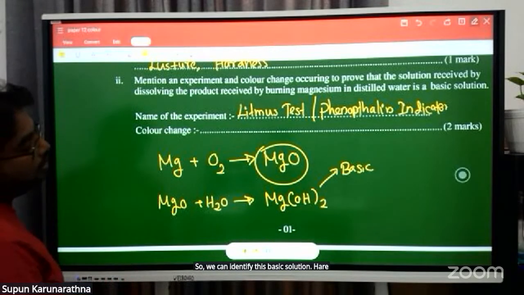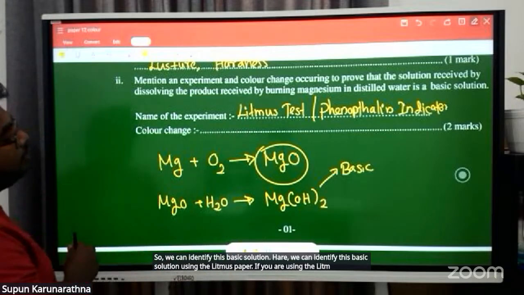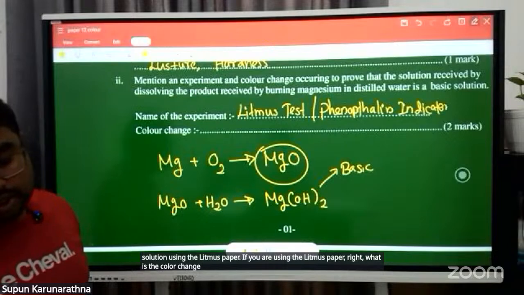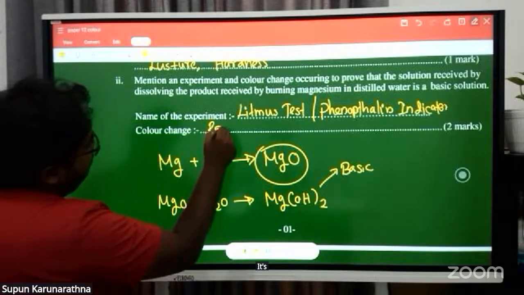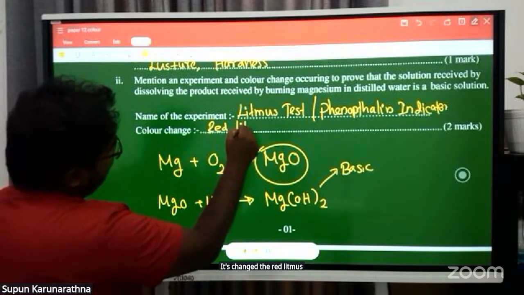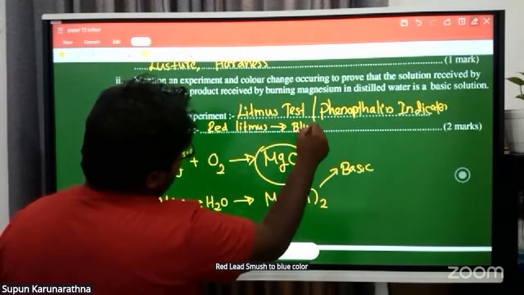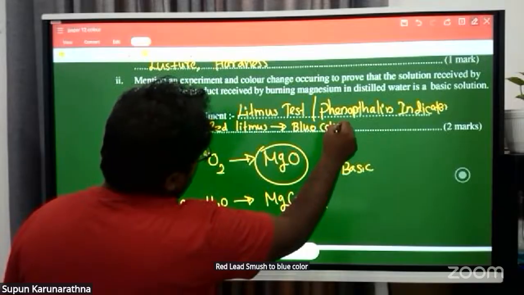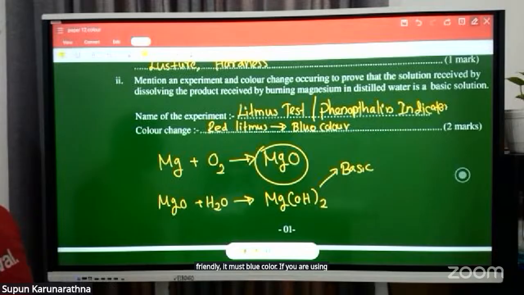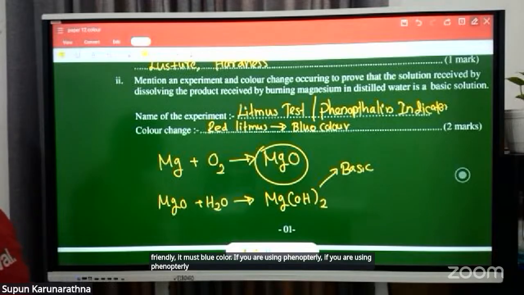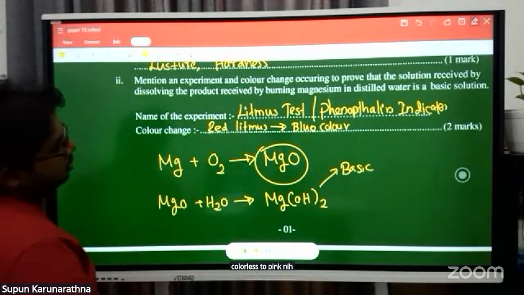We can identify this basic solution using litmus paper. If you are using litmus paper, what is the color change? It changes red litmus to blue. Red litmus to blue color. If you are using phenolphthalein, what is the color change? Phenolphthalein, colorless to pink. Pink color change. So, anything else?